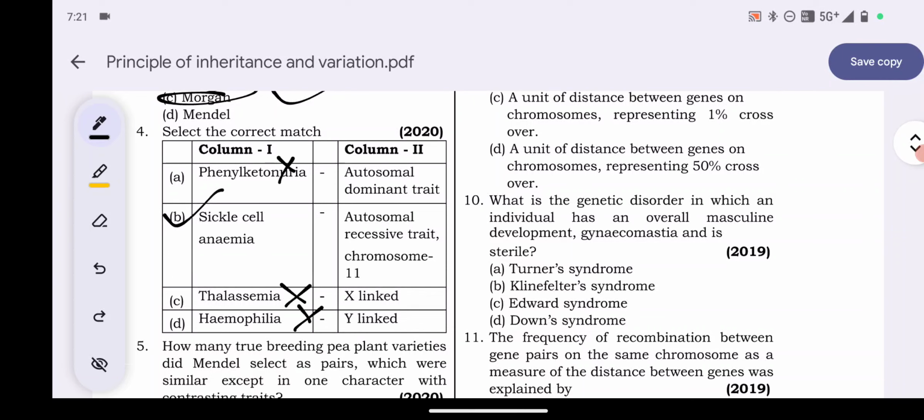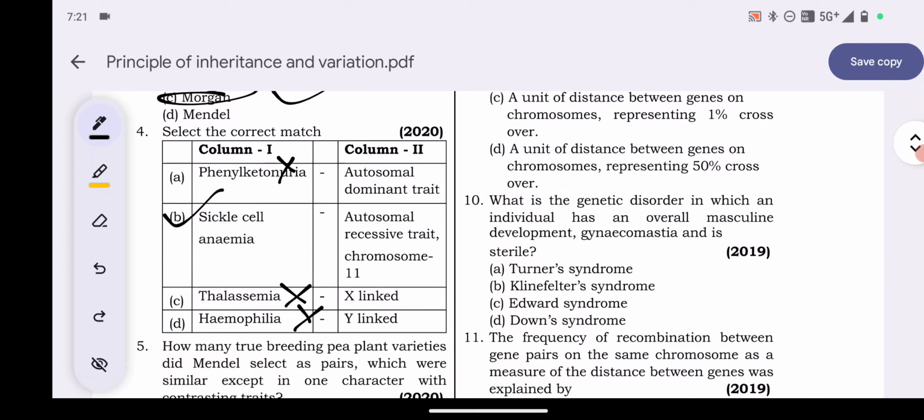Question number 12. In snapdragon, a red flower was crossed with a white flower, and in F1 generation pink flowers were obtained. When pink flowers were selfed, the F2 generation showed white, red and pink flowers. Choose the incorrect statement from the following.